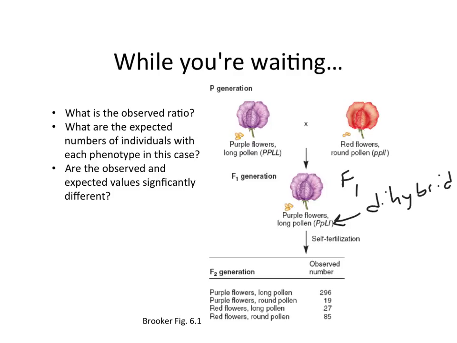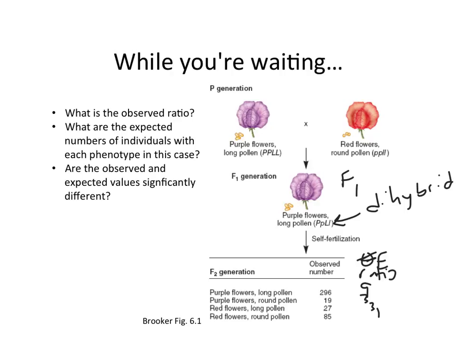So when you self a dihybrid, what's the expected phenotype ratio? That was the last chapter. 9 to 3 to 3 to 1. So the expected ratio is 9 to 3 to 3 to 1. And that's why I ask you, this is the actual observation.